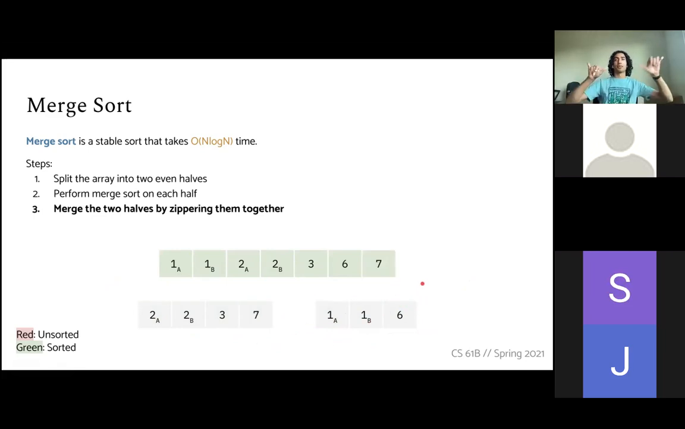This is a process that has happened after we split our entire array into one-element pieces. We've zippered them together in this very process, just merging two sorted arrays again and again until we've reached a final sorted array.